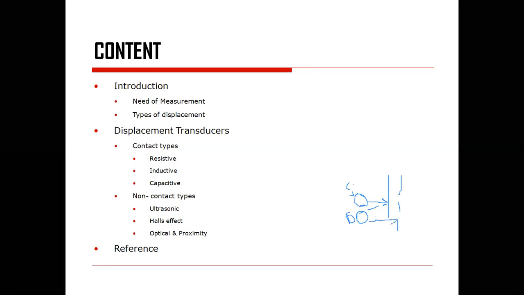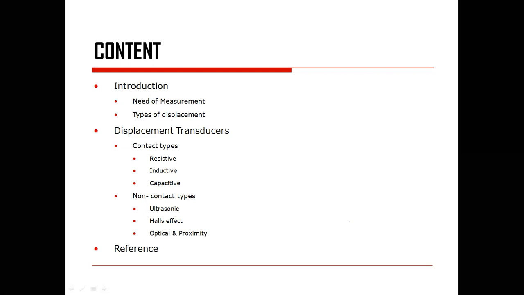Automatically, the displacement which we have done is greater and the time required will be much more. Depending on this, this is the example of a non-contact type of displacement measure. There are again various types of displacement measurement. In that one, we will consider one of the contact type also and non-contact type also.